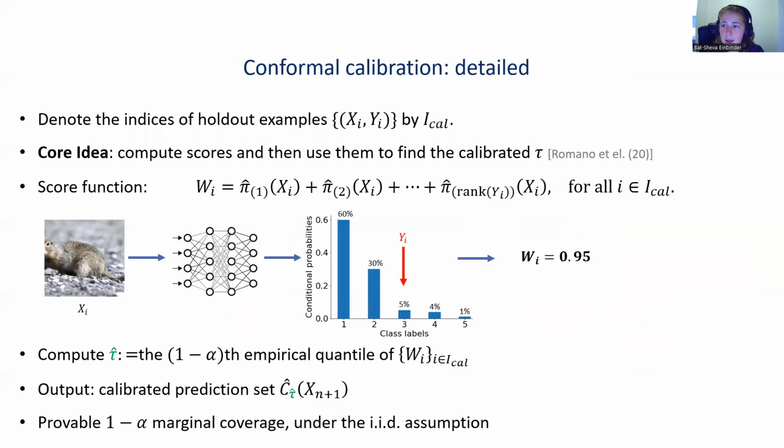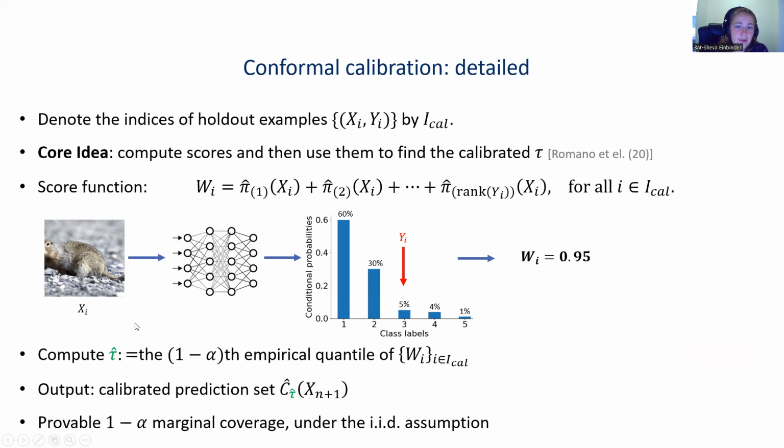How do we find this tau hat? How do we find this calibrated coverage level? So we use a holdout set denoted by I calibration, and the core idea is to compute scores and use them to find the calibrated tau. What are these scores? Let's say we have the same image from before. We pass it through some neural network and we get the estimated sorted probabilities. We sum these sorted probabilities until reaching the probability of the true label. In this case, the score is equal to 0.95. This is what is written here above and denoted by W_i.